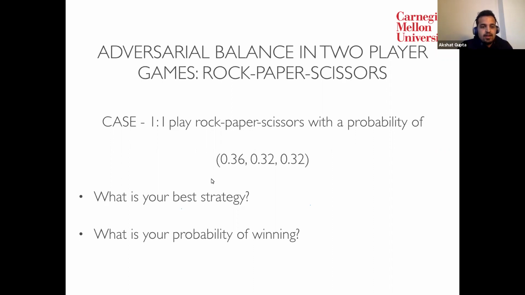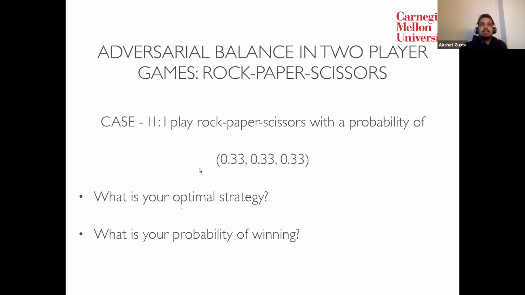I see Stefan says, and Justin says, and a lot of other people say to pick paper all the time. And yeah, that's absolutely right. Pick paper 100% of the time, and your winning probability would be 36%, and that's the best you can do. So let's talk about case 2, where I am a perfectly unbiased player. I'm playing rock, paper, and scissors with equal probability. What would be your optimal strategy, and what would be your probability of winning?